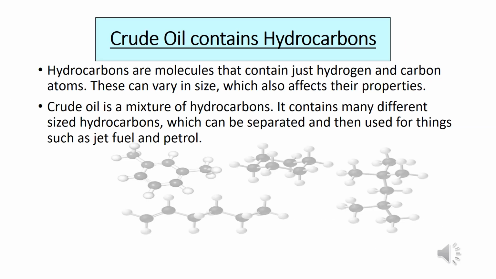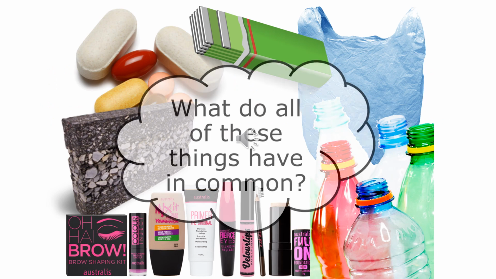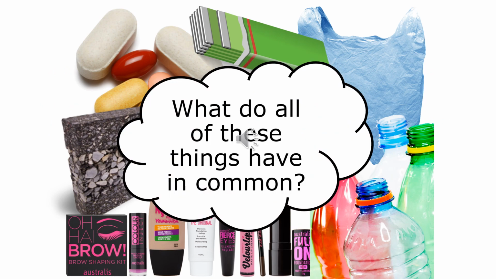Crude oil contains hydrocarbons. Hydrocarbons are molecules that contain just hydrogen and carbon atoms. These can vary in size, which also affects their properties. Crude oil is a mixture of hydrocarbons. It contains many different sized hydrocarbons, which can be separated and then used for things such as jet fuel and petrol. Right, this slide shows different types of products like plastics, petrol, pharmaceutical products, and cosmetics. All of these types of products are produced from crude oil.